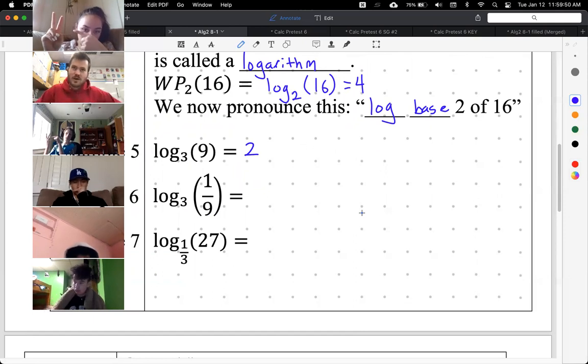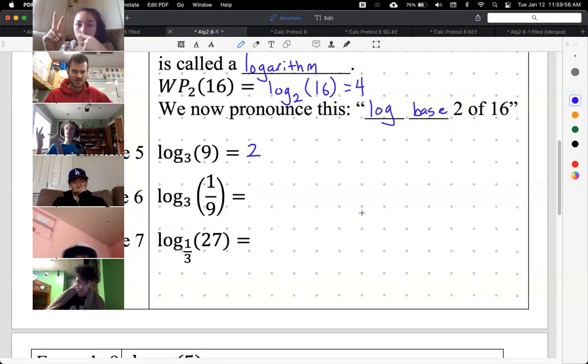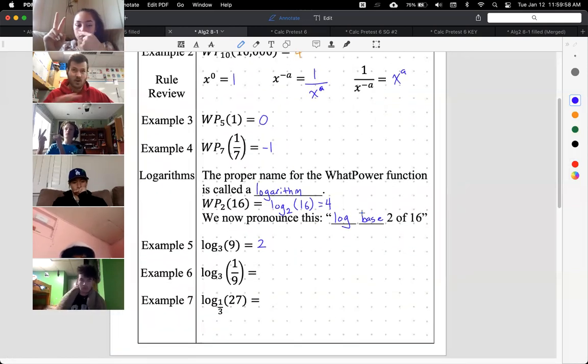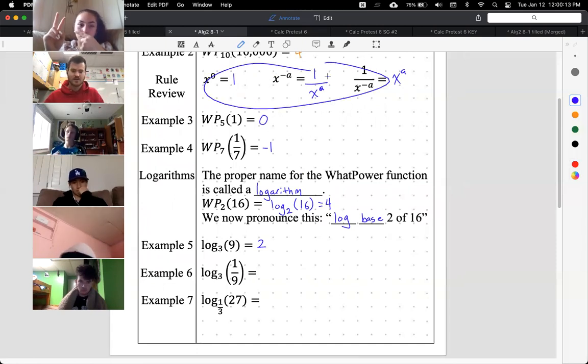Jade's already answered example number 6 correctly. Log base 3 of 1/9. Convert this to a what power function. It is tricky because you have to use rules of exponents. Maybe I'll zoom out so you can look at those again. These are the only rules of exponents that I'm using for, I think, this entire unit, as far as I remember. Oh, wait, they do come back for a proof of log properties, but basically when you're doing logarithm evaluations like today's homework, these are the only rules that you need.